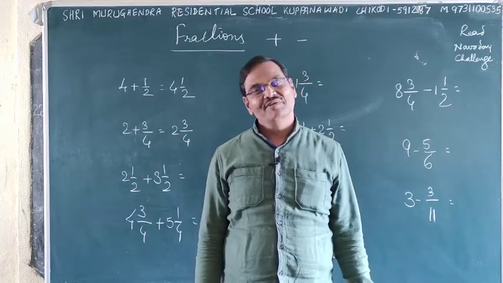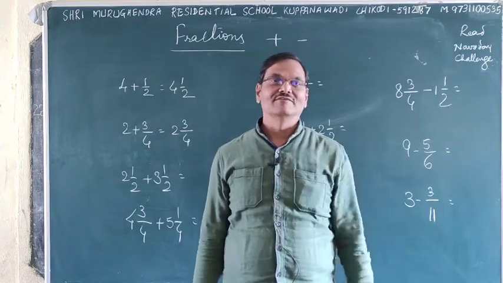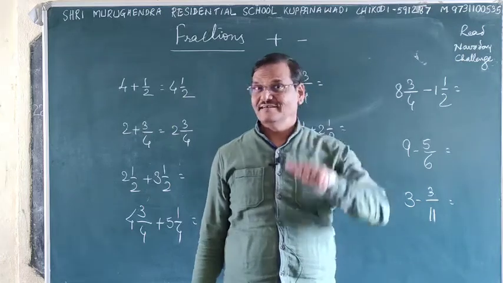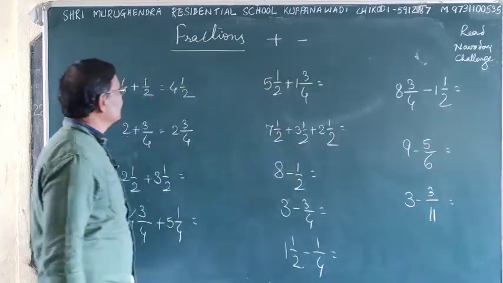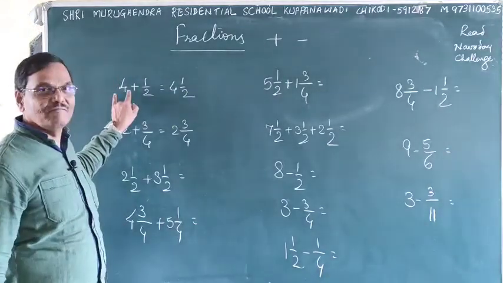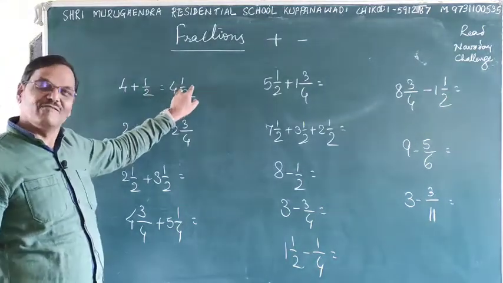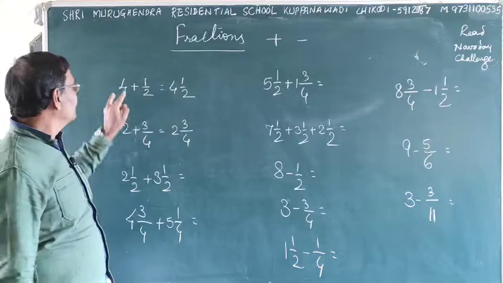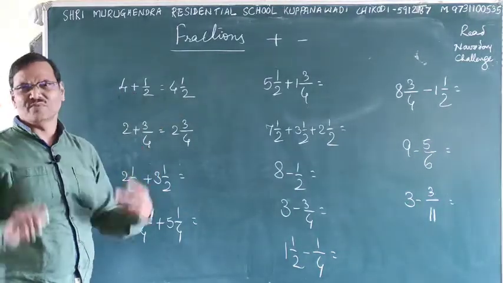Today I am giving you some hints for mental calculation in addition and subtraction of fractions. See here some examples I have given. 4 plus half is nothing but 4 of 1 by 2. This is 4 rupees, this is half rupee, it is nothing but 4 and a half rupees.